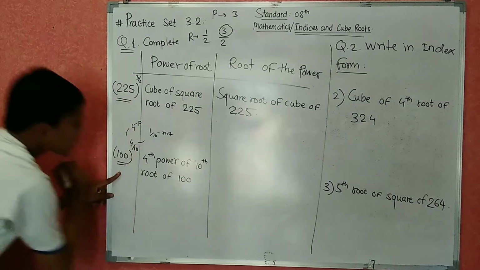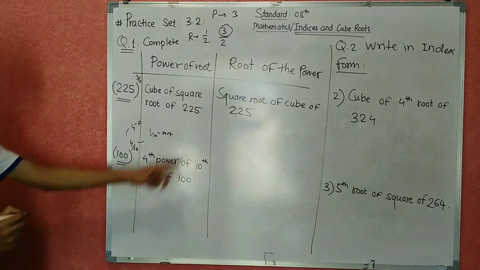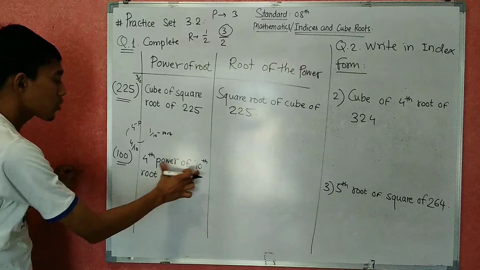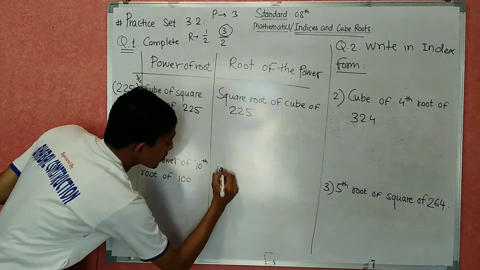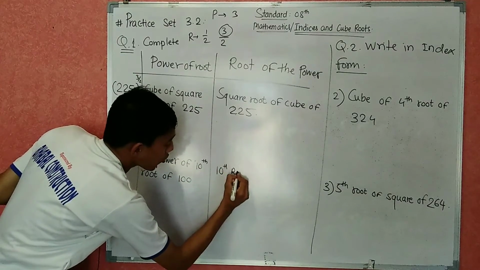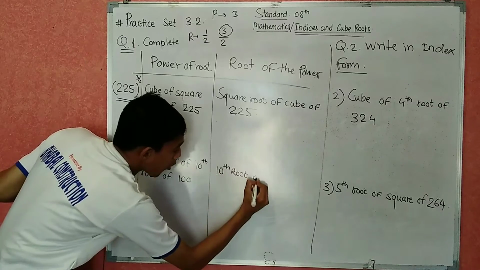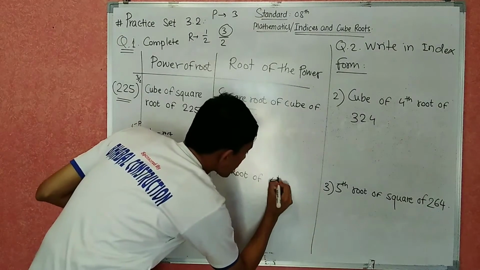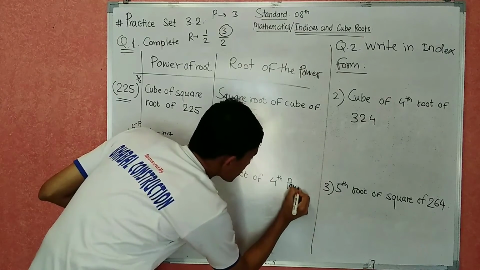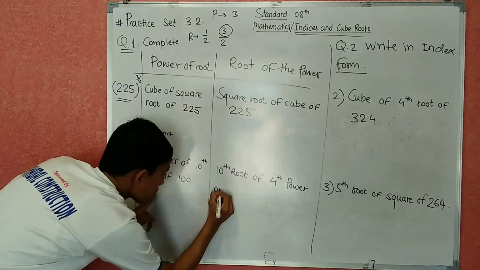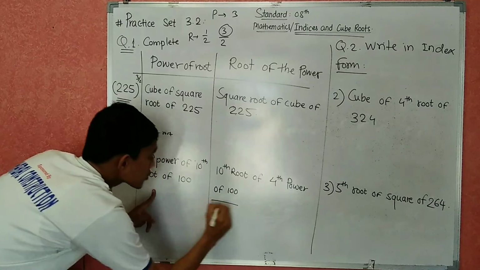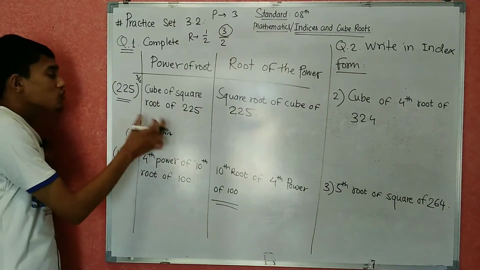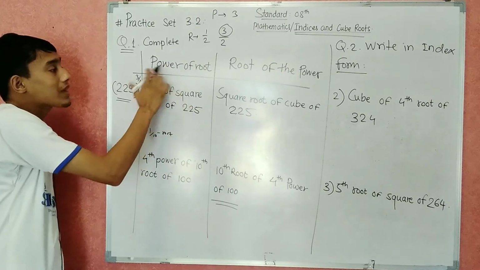Similarly, we have to write this in the form of root of the power. So first we will take the root, that is 10th root of fourth power of 100. In this question what you have to do is just change the place of root and power.